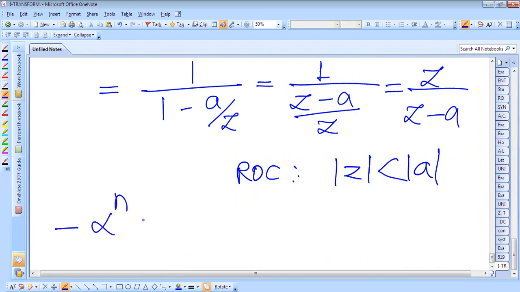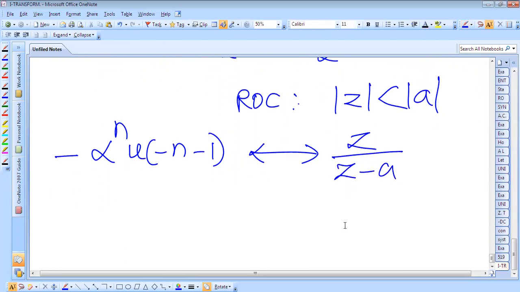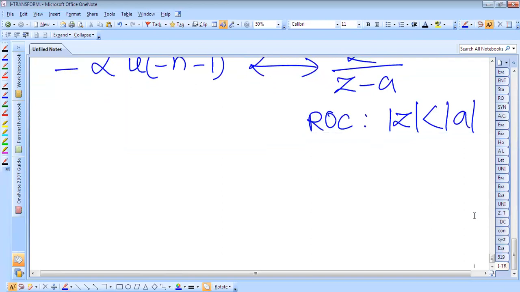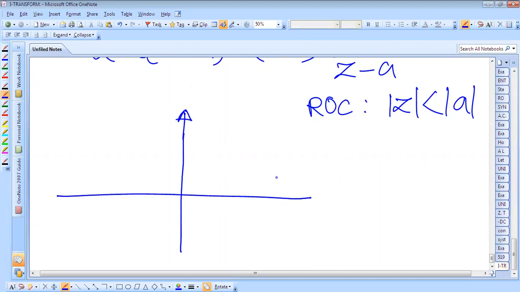Therefore, minus alpha raised to power n u of minus n minus 1 is equal to z over z minus a, with ROC magnitude of z less than magnitude of a. Draw the z plane for this. This is alpha. This is the unit circle.